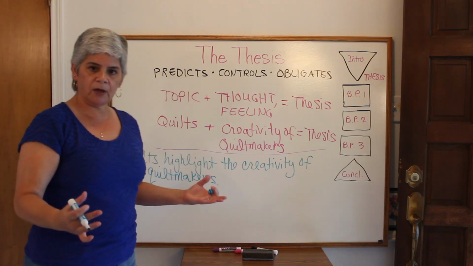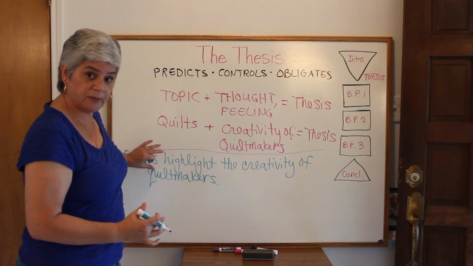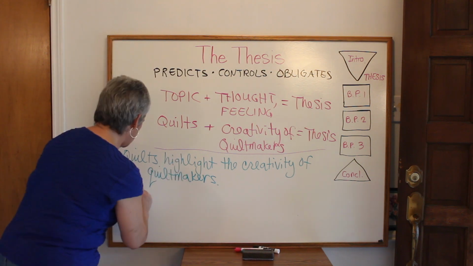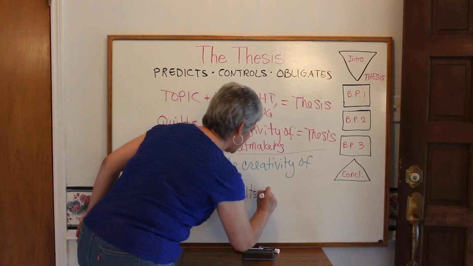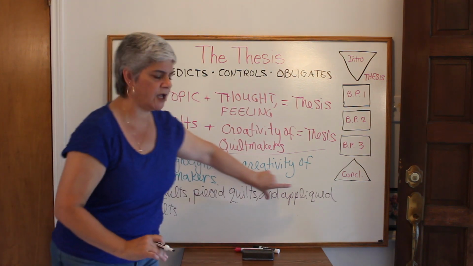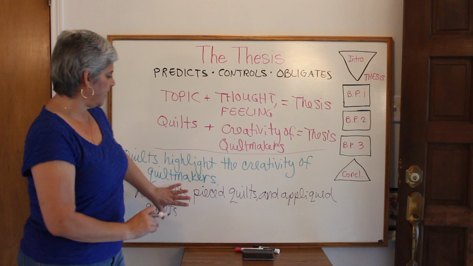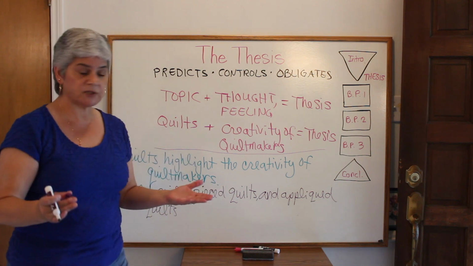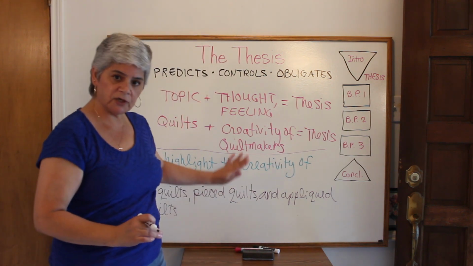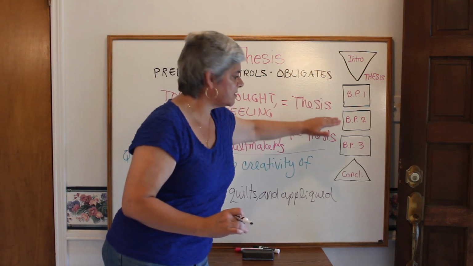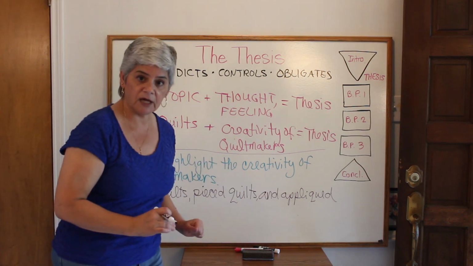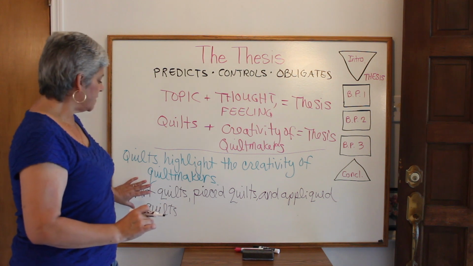So for me, I would be coming up with different types of quilts. So let me write some of those things down. Art quilts, piece quilts, and applique quilts. So these are 3 types of quilts, and they kind of correspond to your 3 body paragraphs. So as you discuss your example essay, each of these paragraphs will have a focus of one of these types of quilts.